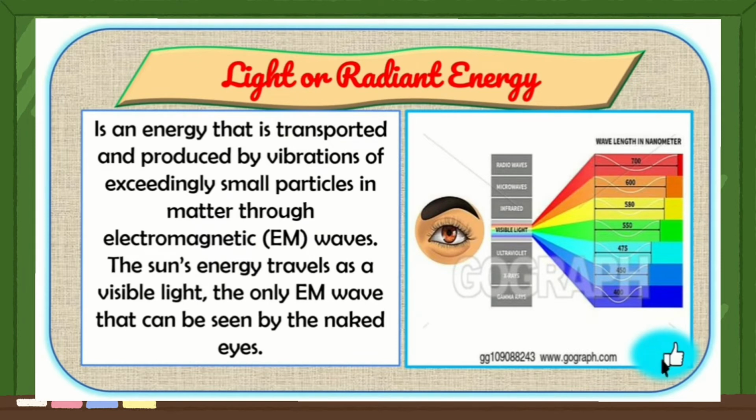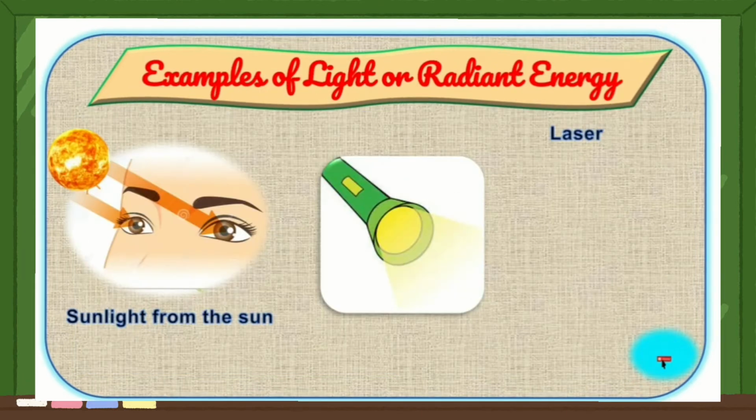Ganun ka halaga ang ating tinatawag na light or radiant energy. So ito lamang ang visible light, or ito lamang ang isang example ng electromagnetic waves na kayang makita gamit ang ating mga mata. Okay, so examples of this are sunlight from the sun. Ito nga yun, yung kaya lang nating makita. The torchlight and then the laser.